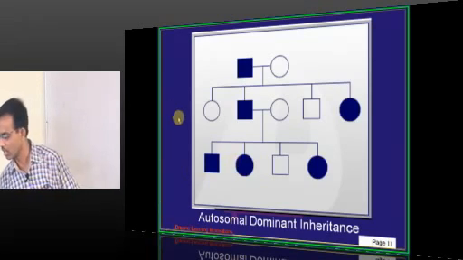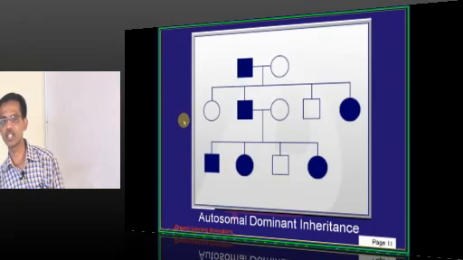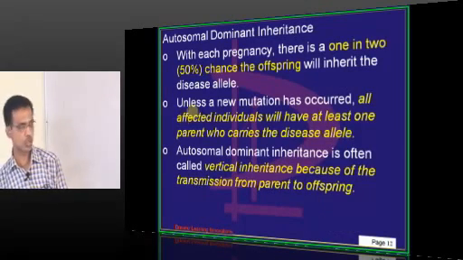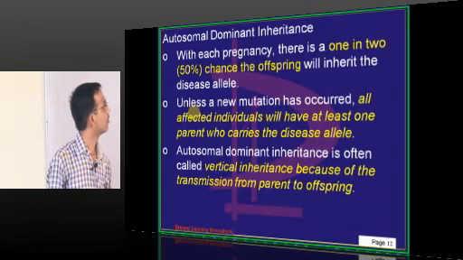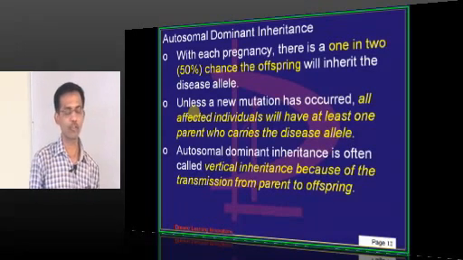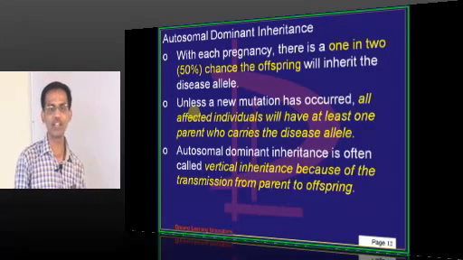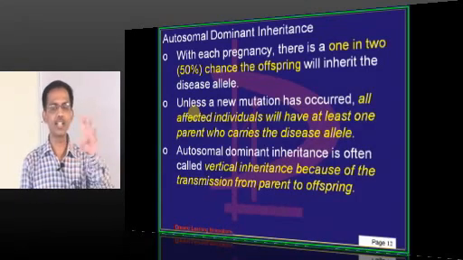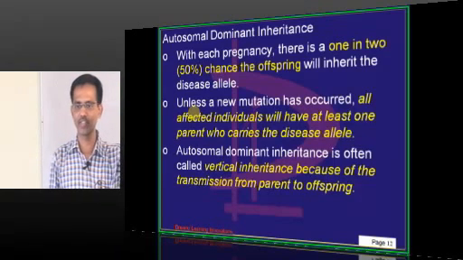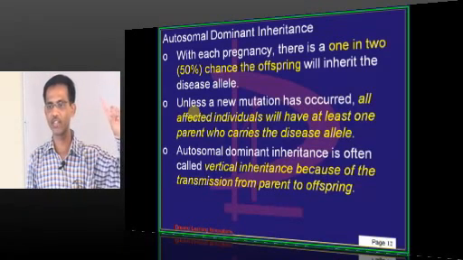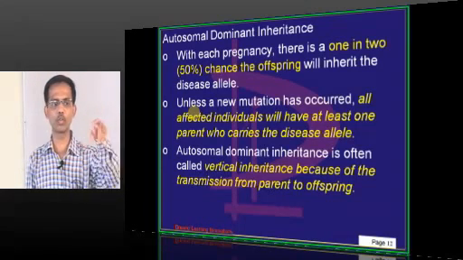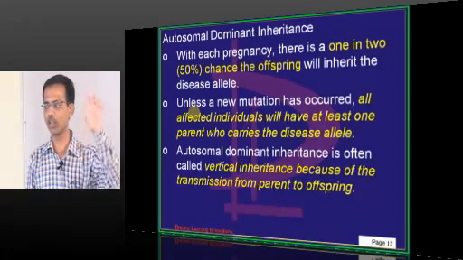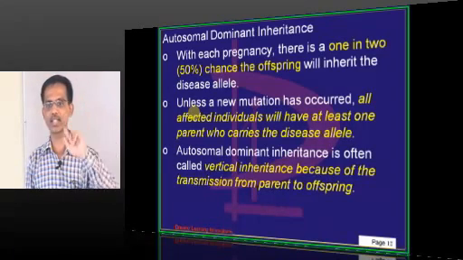We have not yet listed autosomal dominant. We have listed X-linked recessive, right? Autosomal dominant: with each pregnancy, what happens? There is a 1 in 2, that is 50%, chance that the offspring will inherit the diseased allele. Dominant disorders, as you know, need only one of the two alleles to be affected. Then the disease will get manifested, even if the other allele is normal. So, for dominant disorders, whenever we write a pedigree, we are going to use capital A, small a. Capital A is affected, small a is unaffected.